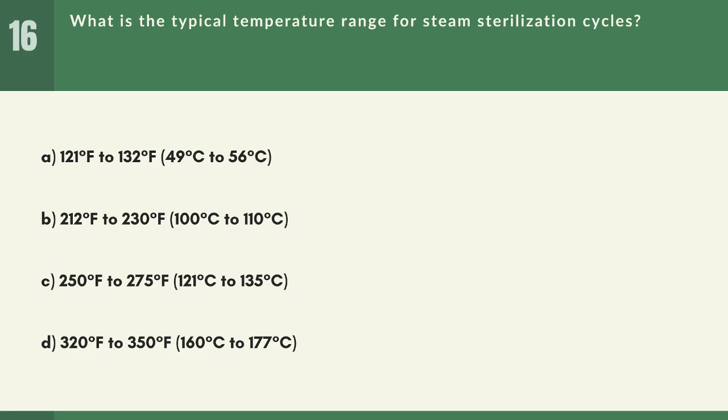Question 16. What is the typical temperature range for steam sterilization cycles? A. 121 degrees Fahrenheit to 132 degrees Fahrenheit, 49 degrees Celsius to 56 degrees Celsius. B. 212 degrees Fahrenheit to 230 degrees Fahrenheit, 100 degrees Celsius to 110 degrees Celsius. C. 250 degrees Fahrenheit to 275 degrees Fahrenheit, 121 degrees Celsius to 135 degrees Celsius. D. 320 degrees Fahrenheit to 350 degrees Fahrenheit, 160 degrees Celsius to 177 degrees Celsius.